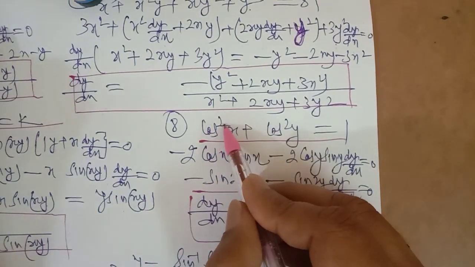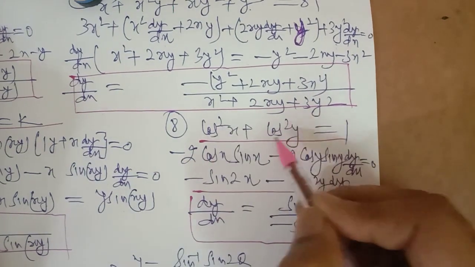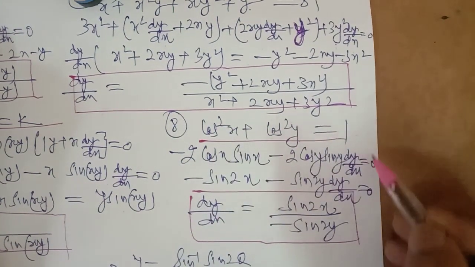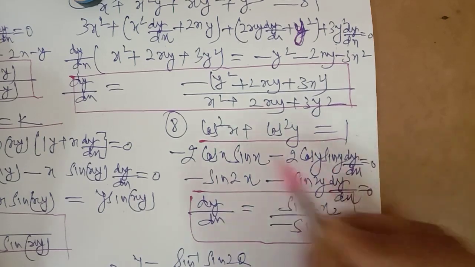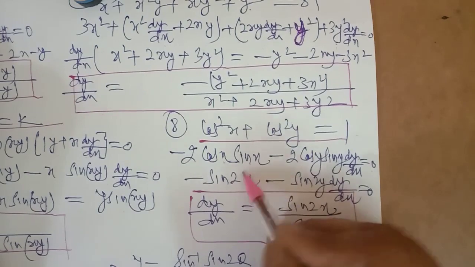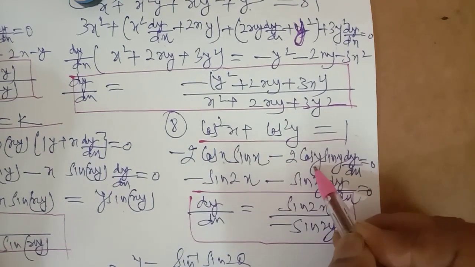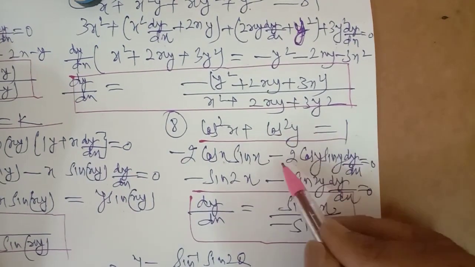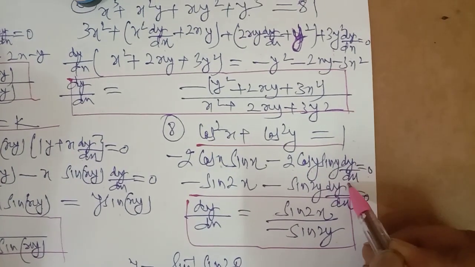First of all differentiate the power, then cos x; differentiate the power, then cos y. And the derivative of 1 will be equal to 0. So 2 cos x, first of all differentiate the power, then the derivative of cos x is minus sin x. 2 cos y, differentiate first of all the power, and the derivative of cos y is minus sin y, and you have to write dy/dx also here.